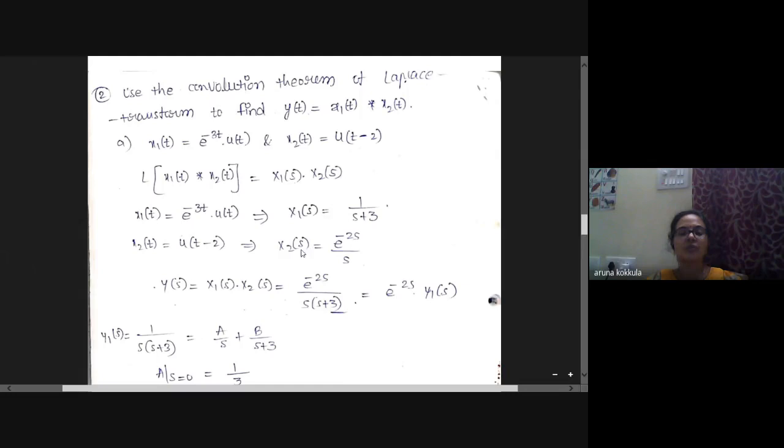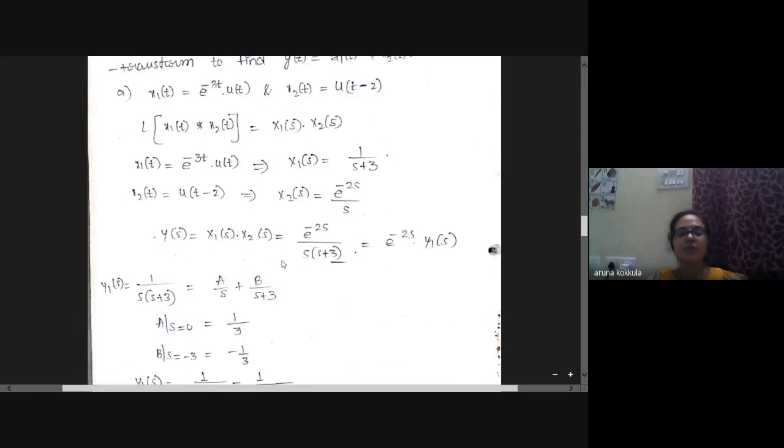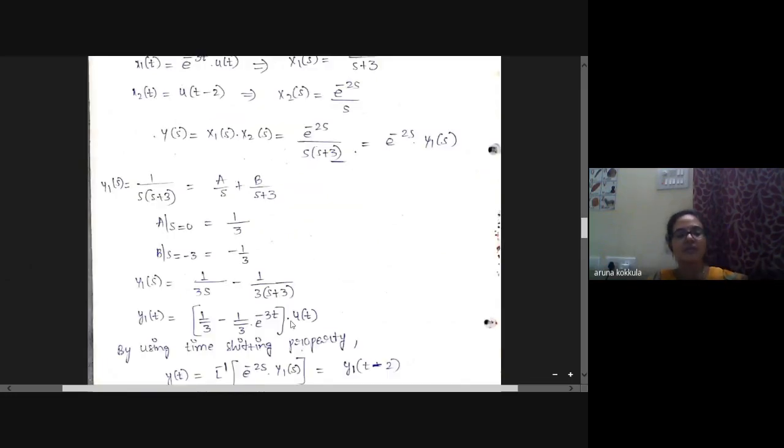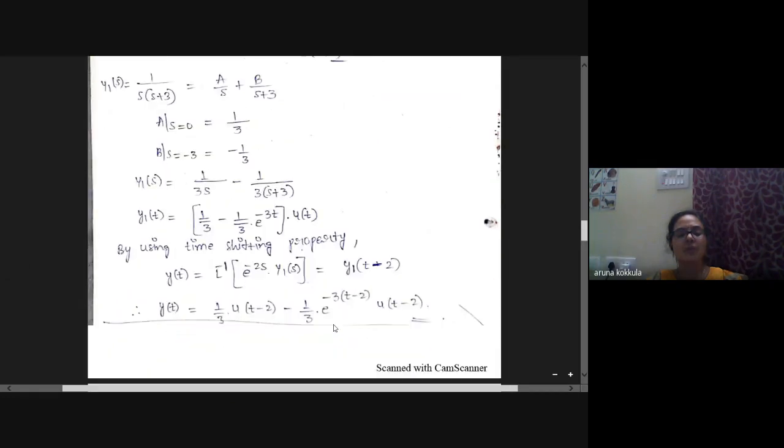What is X2 of s? It is equal to 1 by s into e power minus 2s. So try to get Y of s as the multiplication of these two functions. So Y1 of s is equal to 1 by s into s plus 3. Try to apply partial fractions and get the function Y1 of s, then apply the inverse Laplace transform: 1 by 3 into 1 by s is u of t, minus 1 by 3 e power minus 3t into u of t. Take u of t as common.